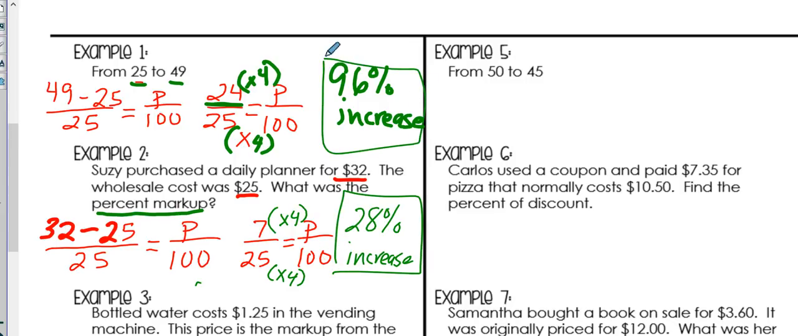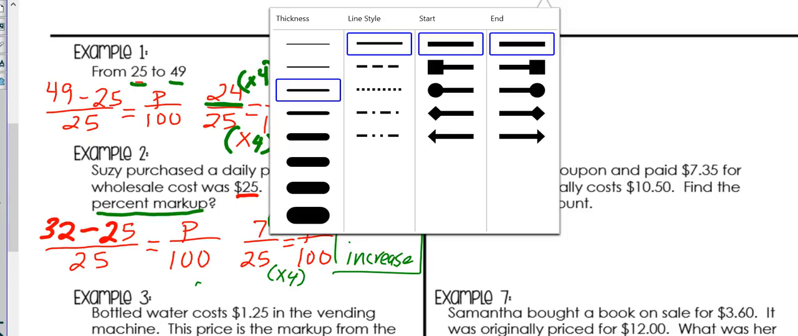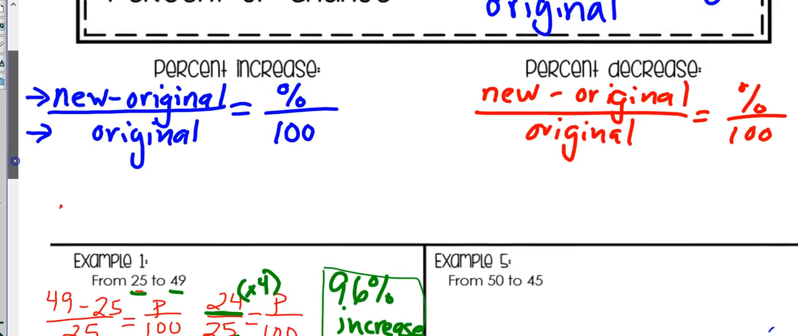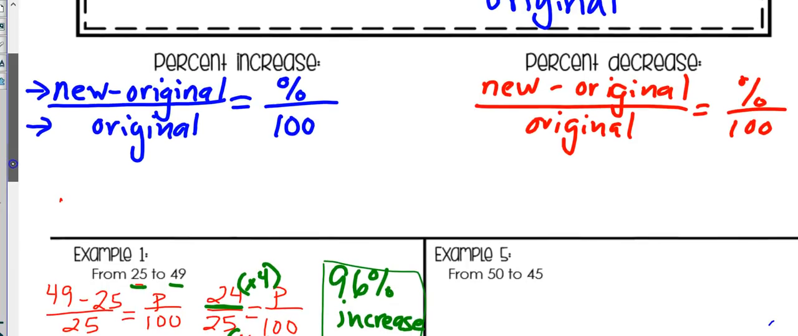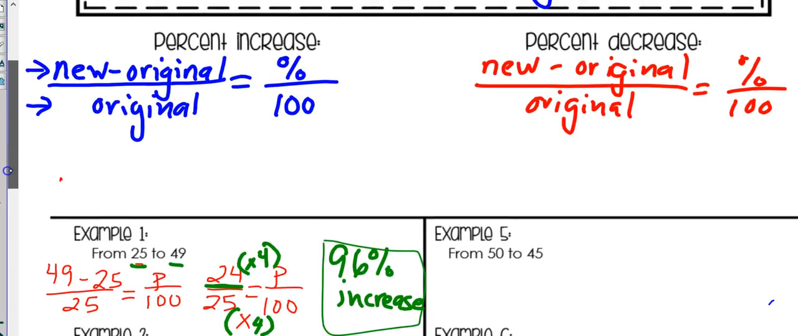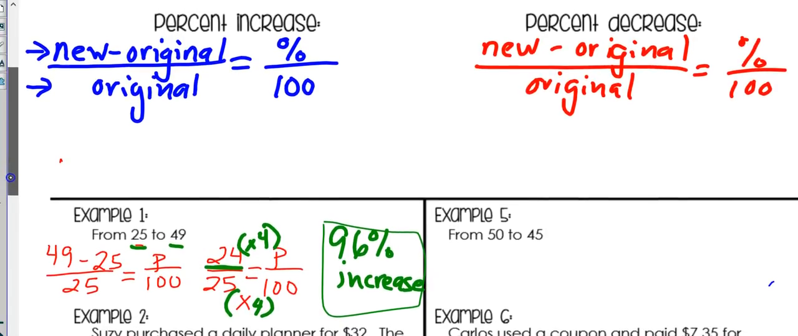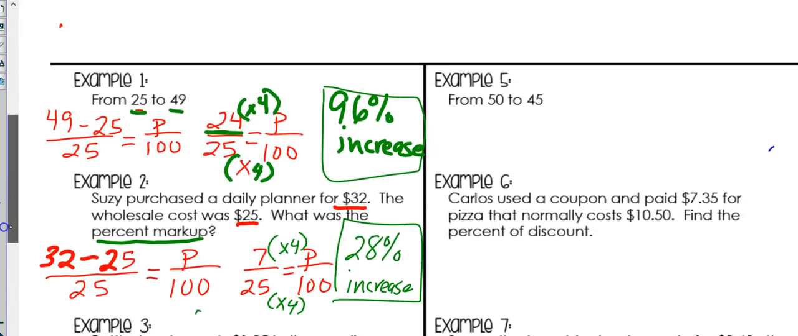All right. So these are just two examples of percent increase. Now we're going to look at percent decrease on the other side. Again, we use the same formula. If we look back up to the formula, it's new minus original over original equals percent over 100. So that new minus original is your amount of change, and you're going to put that over whatever the original price is to get your percent change.